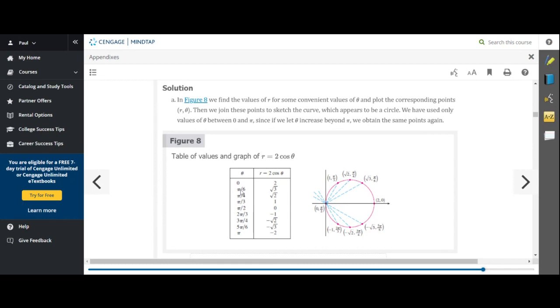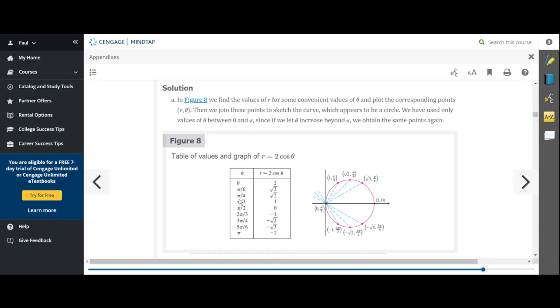And then they say, okay, well, let's pick another angle. Pi over 6, that's a nice one. The cosine of pi over 6 is root 3 over 2. So 2 times root 3 over 2 is root 3. And so root 3, pi over 6 is their next point. So from the x-axis, they measure 30 degrees, and then you move forward a distance of root 3, which is about 1.7.